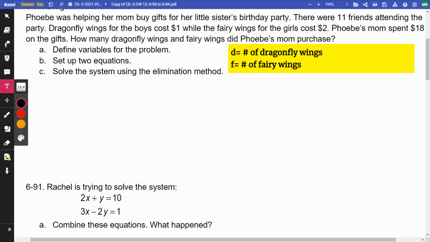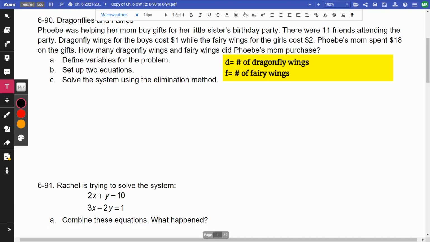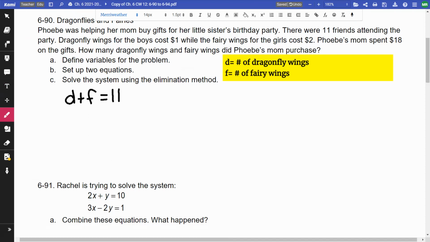So on this, since I know there's 11 friends, I am going to have D plus F, dragonfly wings plus fairy wings, is going to be 11. That's how many there are total. I also know that it's going to cost $18. Now, each of my dragonfly wings costs $1. So I can write 1D or just D. Sometimes we write the 1 in front and then it confuses us. I'm just going to write D. $1 times D plus $2 for my fairy wings. So 2F is equal to 18.